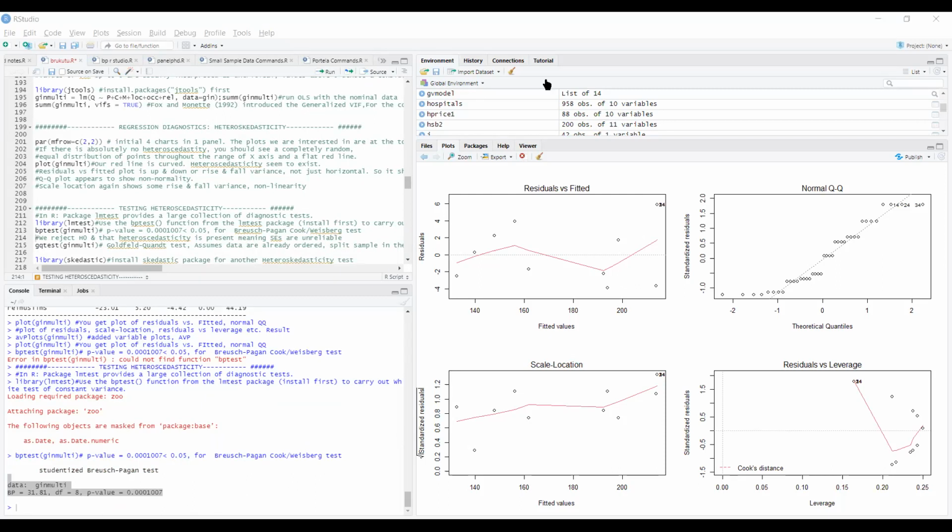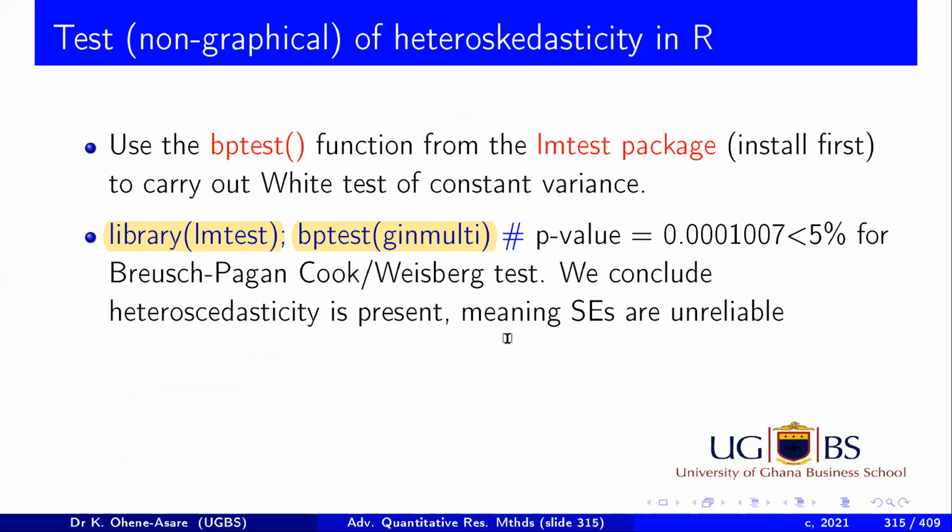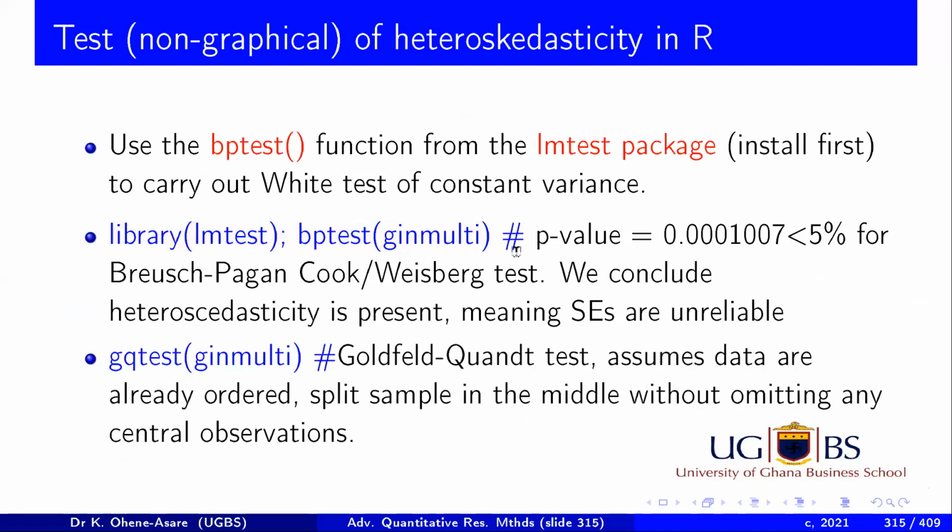So let me just take you back to the note. So we conclude that heteroscedasticity is present, which means that the standard errors will be unreliable. Now, let's prove that with another test, the Goldfeld-Quandt test. That one assumes that the data is already ordered, so it splits the sample in the middle without omitting any central observation. This command with our data set will handle that. Let's run this command.